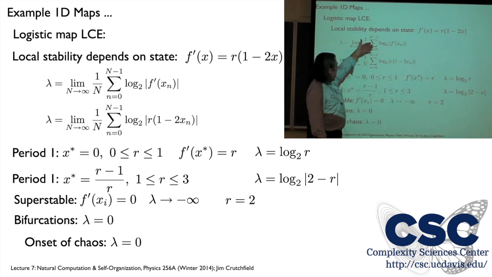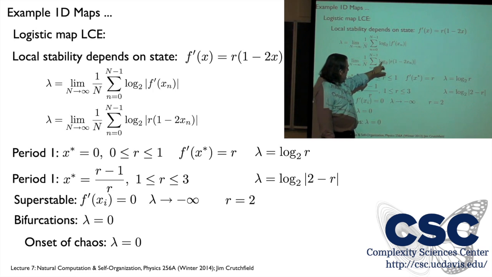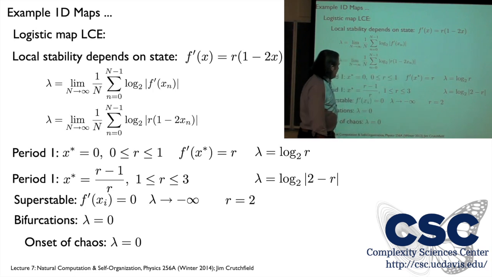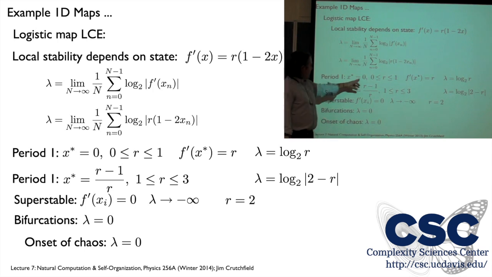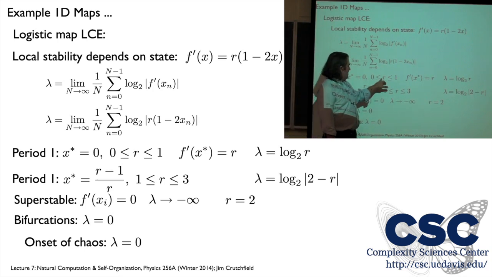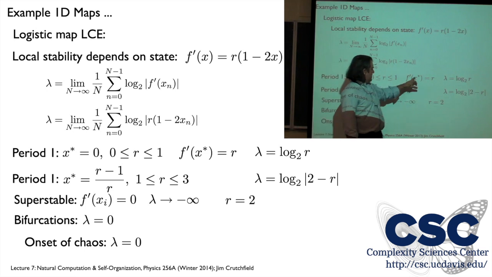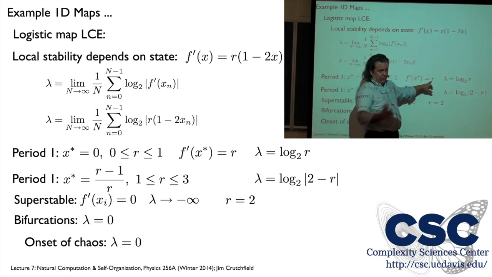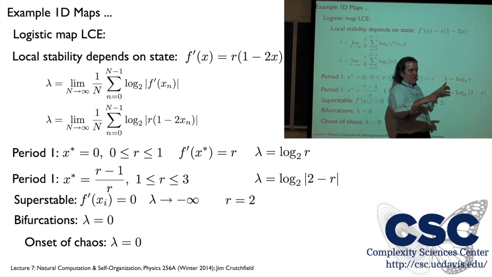So if we start out with our formula, what we're having to calculate here, and except for the cases we'll cover, in the general case you do this numerically. So just averaging, the time average is log base 2 of the absolute value of R times (1 minus 2x). So we have our trivial fixed point at the origin. That's stable for R between 0 and 1. The slope there is just R at the origin. Therefore, through that whole range, the Lyapunov exponent is log of R.